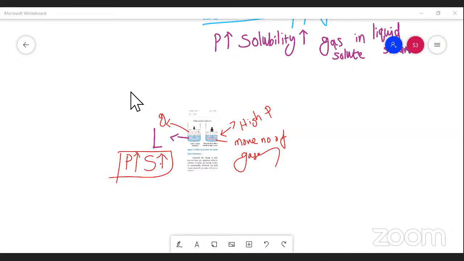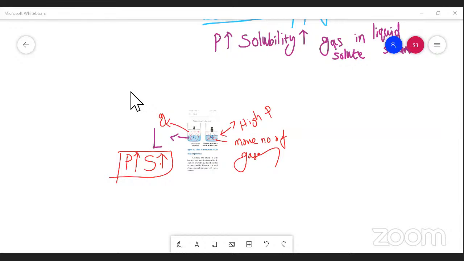Let me ask some questions. What happens to the solubility when the temperature increases, where the solute is a solid and the solvent is a liquid? Solubility increases. Okay, good. If it is an exothermic process, what happens to the solubility? It decreases.